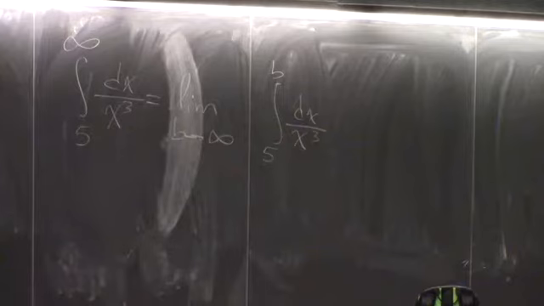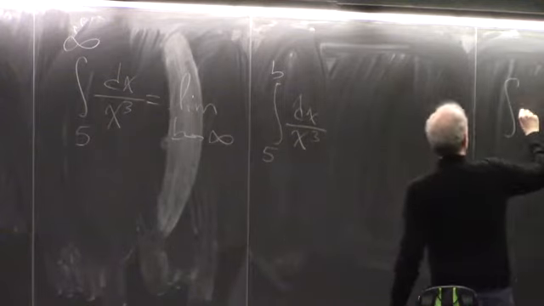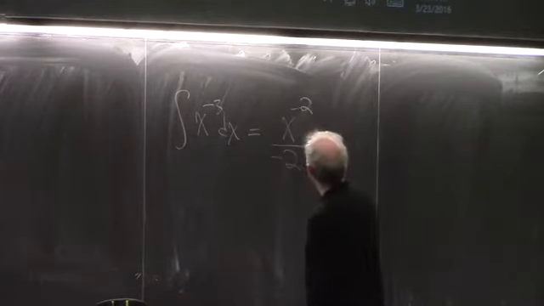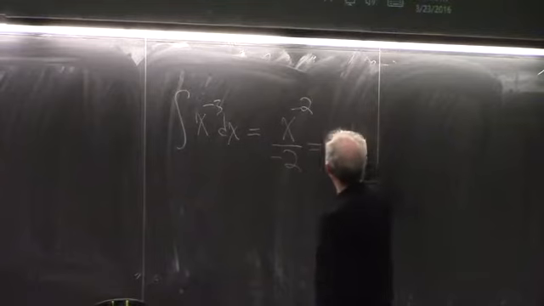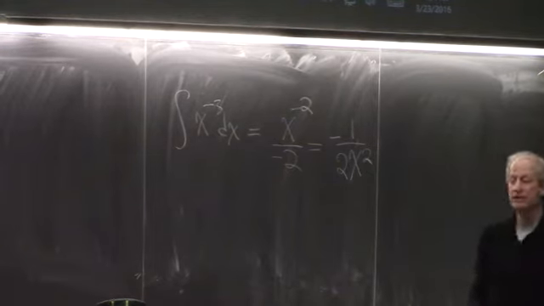And this could be a very straightforward integral. So first let's just integrate dx over x cubed. So that's x to the minus 3 dx. The integral of that is x to the minus 2 over minus 2, also known as negative 1 over 2x squared. You guys all got there?